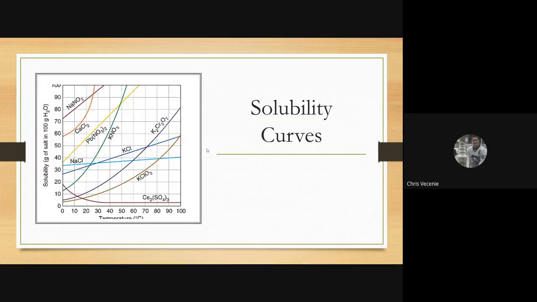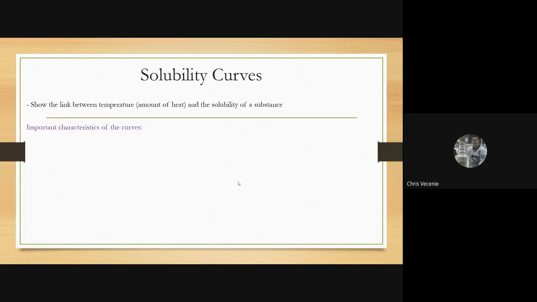So that all ties into this idea of solubility, and obviously there's a link to temperature. So what happened was they decided there is a very logical graph that you can generate that shows you these relationships. We will link the temperature on one axis versus the solubility on the other axis. And there's a couple important things that I want you to know about solubility curves.